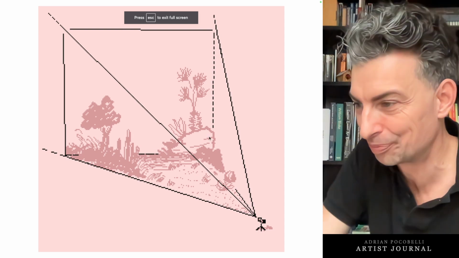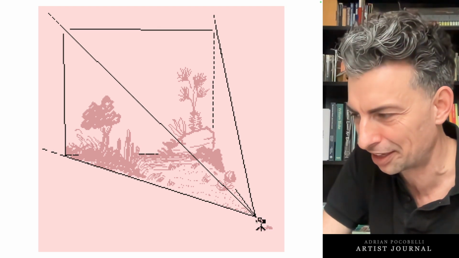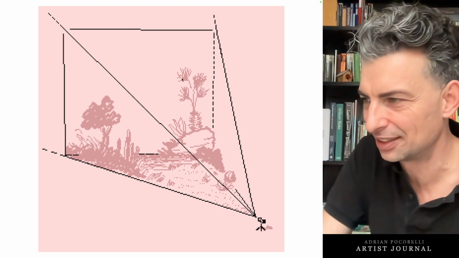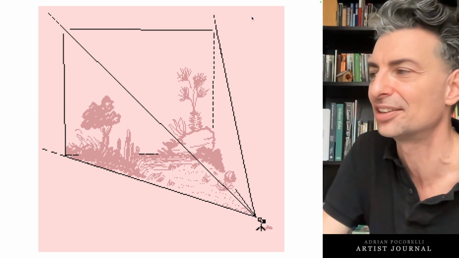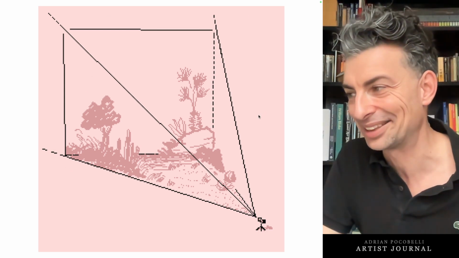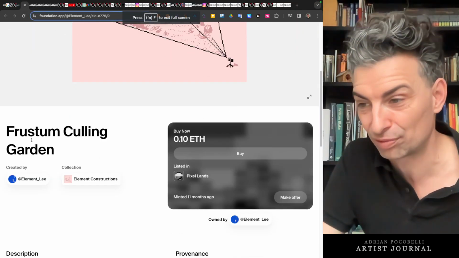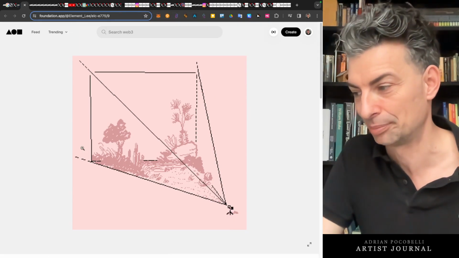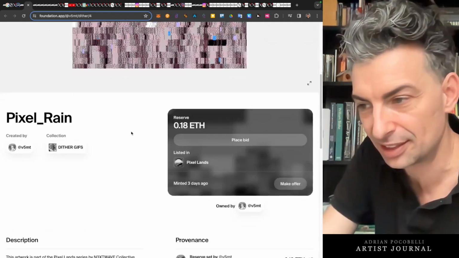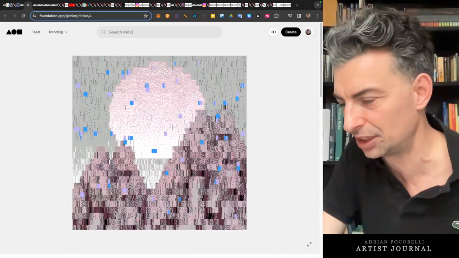And I think I have this later in a tweet, what's going on here. You see what looks like a camera or a light shining out, and then you see part of a landscape, and then everything else hidden from view, or just blank. So Frustrum Culling Garden by Element Lee. Interesting piece, 0.1 ETH. And here is Pixel Rain by, I think that's Vamped, V5MT.